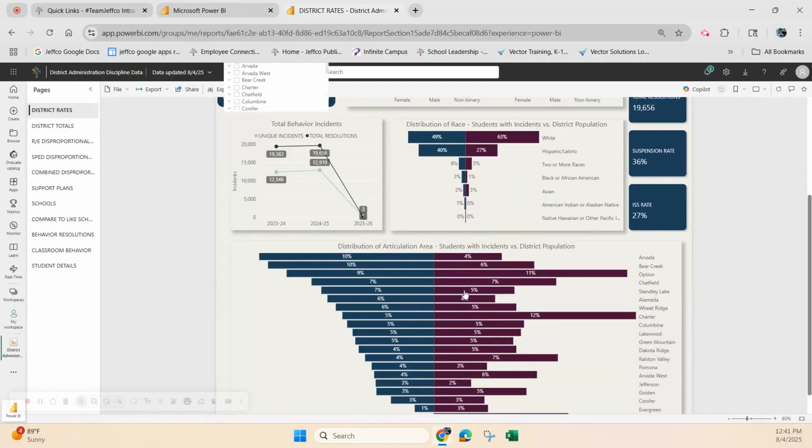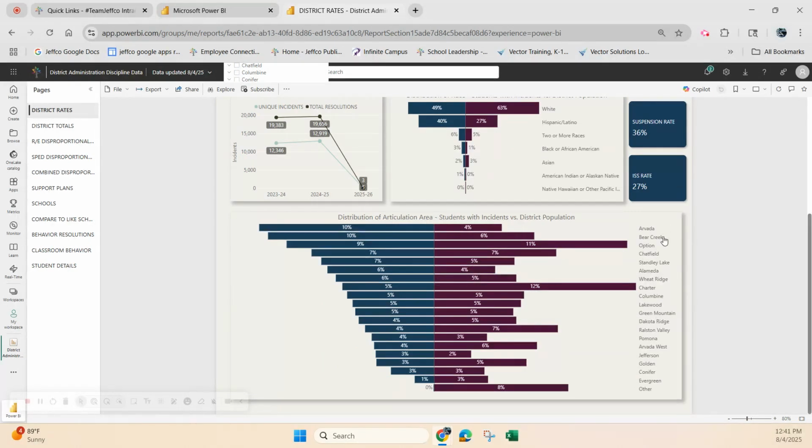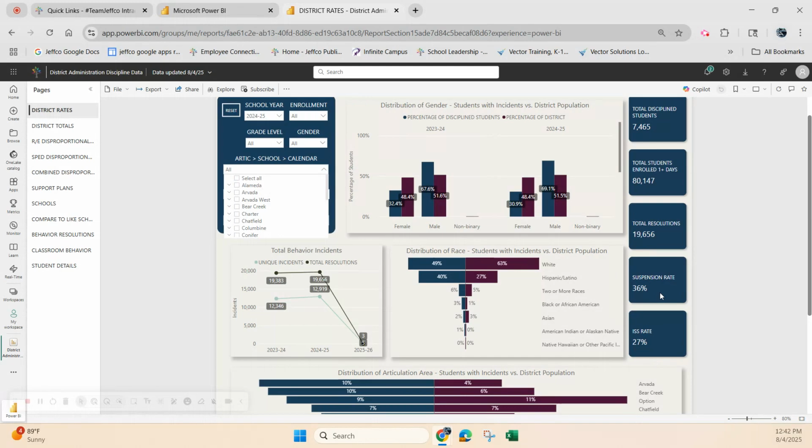This tile has the same information essentially, but broken down by articulation area. You can see this first one, Arvada articulation. We have the percent of students disciplined district-wide, and they make up 4% of the district population. More generally, we have our suspension rate district-wide at 36% and our in-school suspension rate at 27%, and this is out of 7,465 total students that were disciplined. 80,000 was the total students that were enrolled at least one day or more last year.